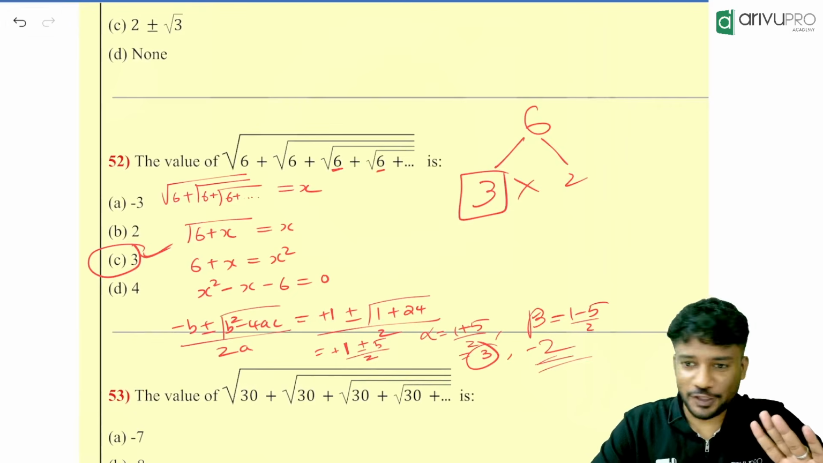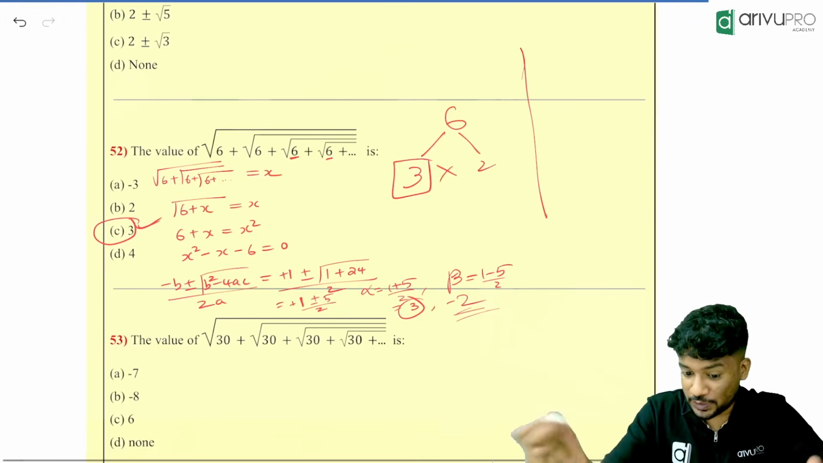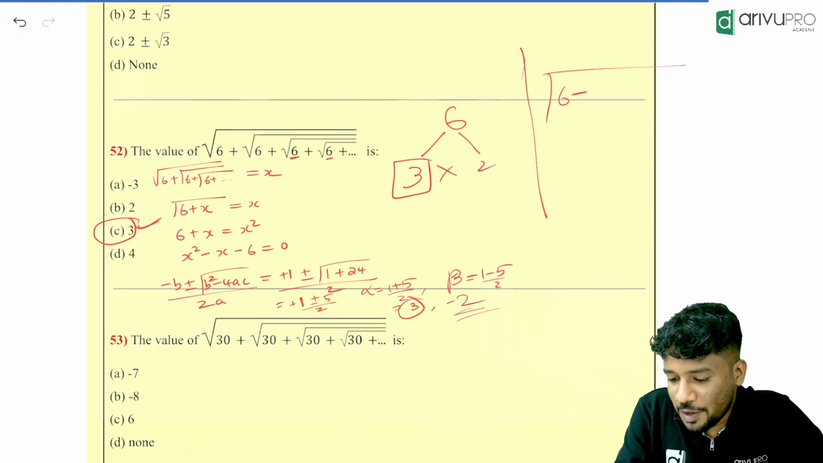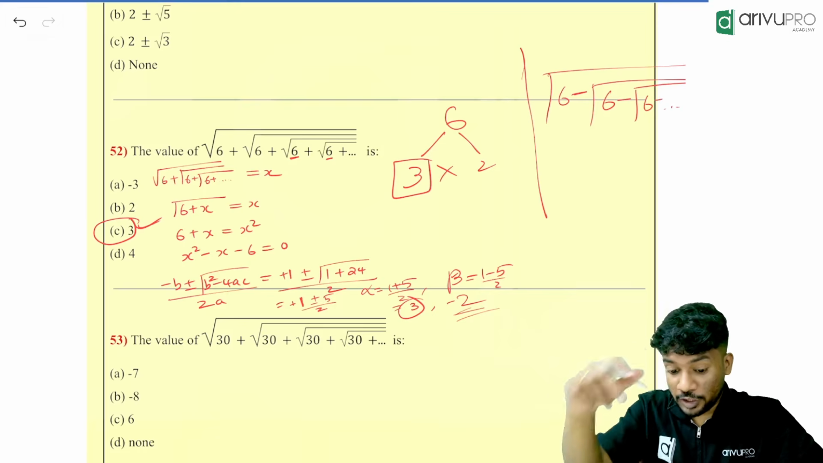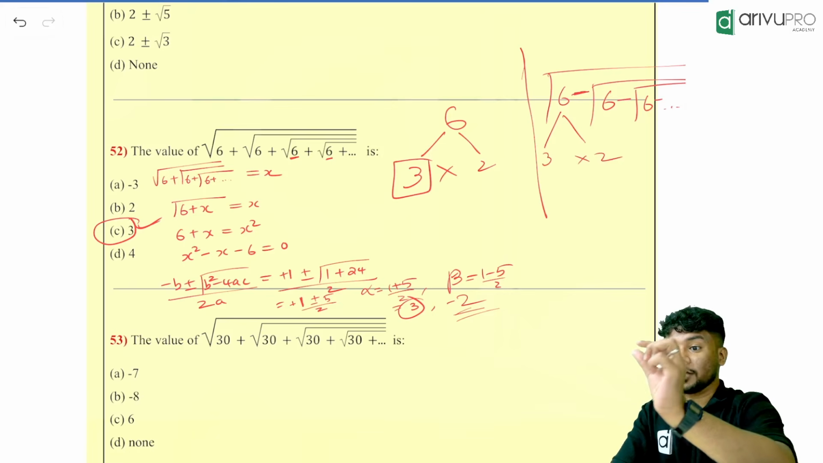Directly you can go for the answer. Now I will give you one more tip so that if they twist the question a little bit, you will not go wrong. Root of 6 minus root of 6 minus root of 6 minus etc. If they are giving it like this, what will you do? 6 is the product of 3 and 2. Now, since the sign is minus, you will go for the smaller number.